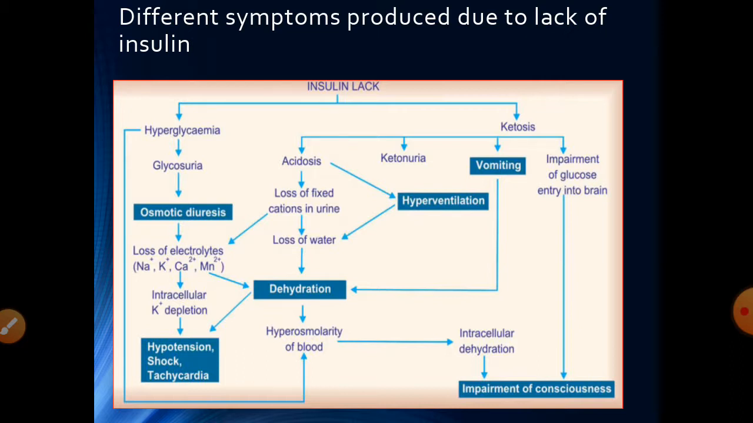Then ketosis. This ketosis is responsible for all this acidosis, ketonuria, and impairment of glucose entry into the brain, and this way consciousness can also be lost. Vomiting can also take place, and dehydration, and when there is dehydration, hypotension and shock are the common symptoms we can observe. That's why this table is for concept clearing.